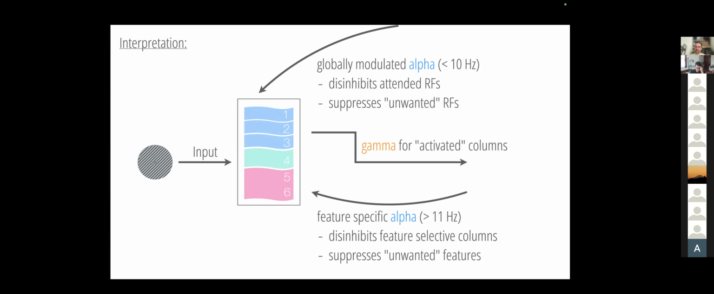And this would then disinhibit feature selective columns, while the globally modulated alpha would more or less be responsible for disinhibiting active receptive fields, if you wish.